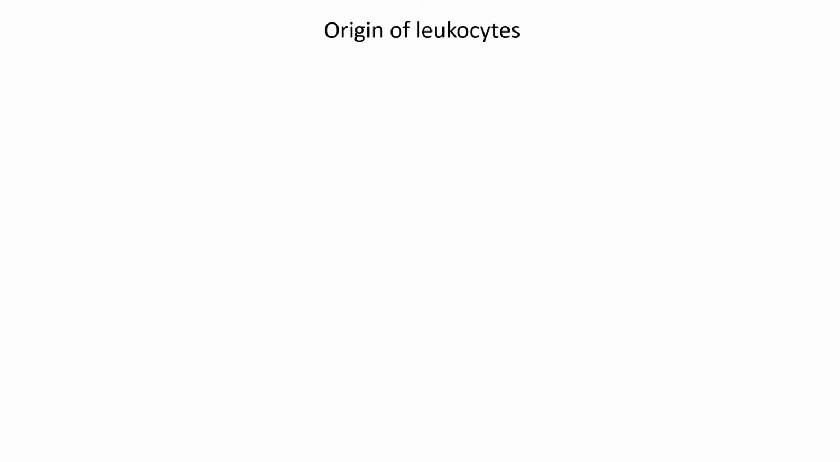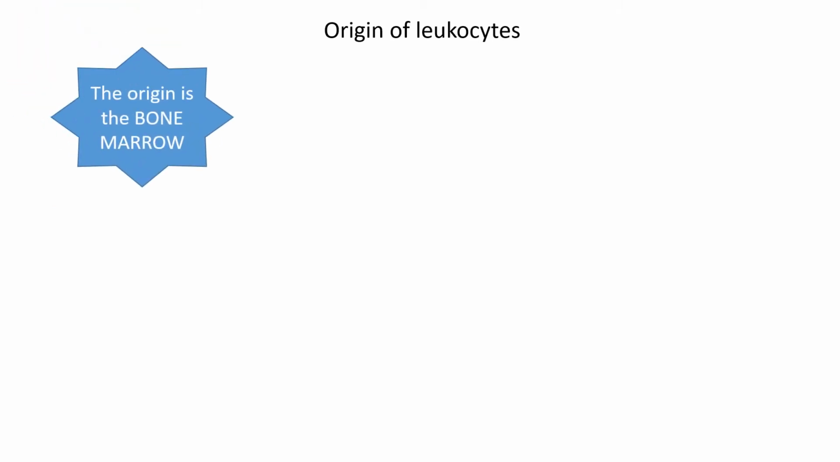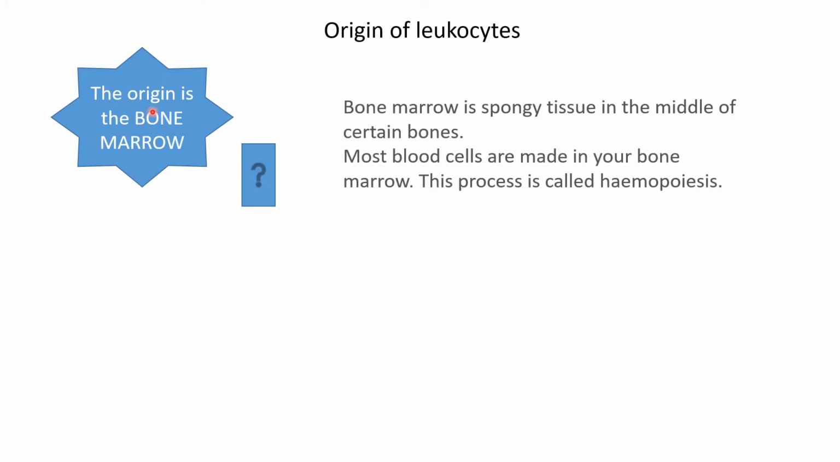Origin of leukocytes. Where do these leukocytes come from, or where are they produced? They are produced in the bone marrow. Then, what is the bone marrow? The bone marrow is a spongy tissue in the middle of certain bones. Most blood cells are made in your bone marrow. This process is called hemopoiesis.